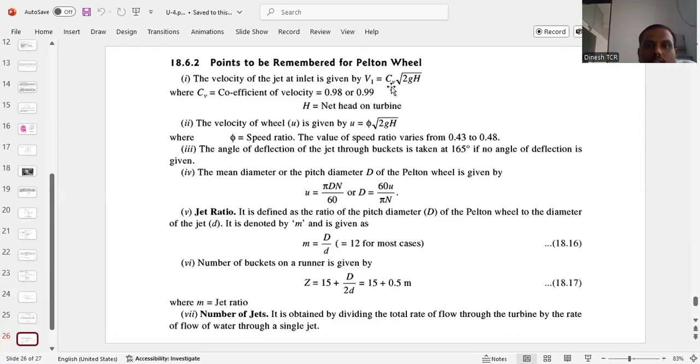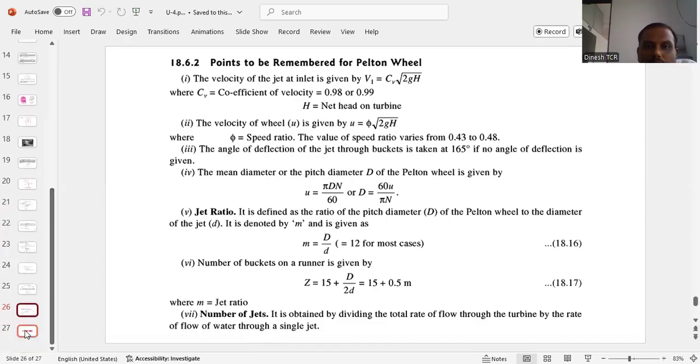The absolute velocity is given as Cv times square root of 2gh. Cv is nothing but the coefficient of velocity, which is 0.98 or 0.99, whatever may be given in the problem. The velocity of wheel U is given by U equal to phi into square root of 2gh. I have already told you, U can be found out using the formula pi DN by 60, and also by the formula using speed ratio, right? The mean diameter, pitch diameter D, can be found out using this formula. Jet ratio can be found out using the formula D by d. The number of buckets on a runner is given by the formula Z equal to 15 plus D by 2d. So using these important points, you can design a Pelton wheel of required element. Thank you.